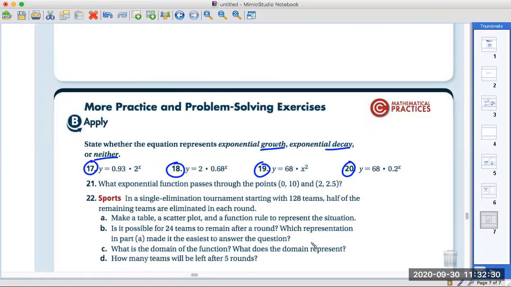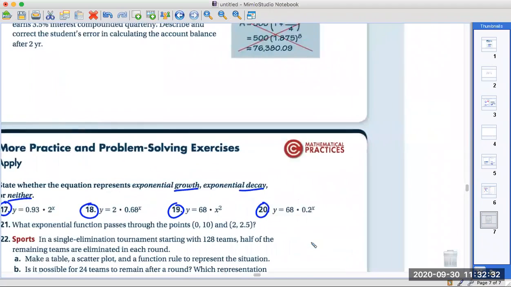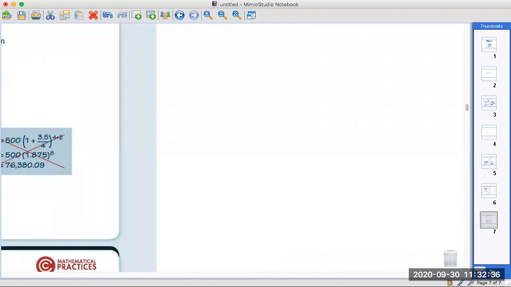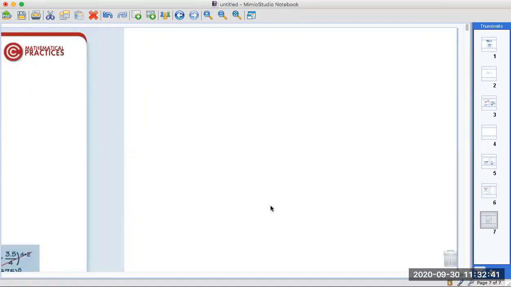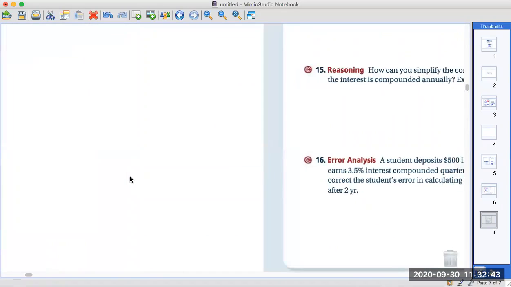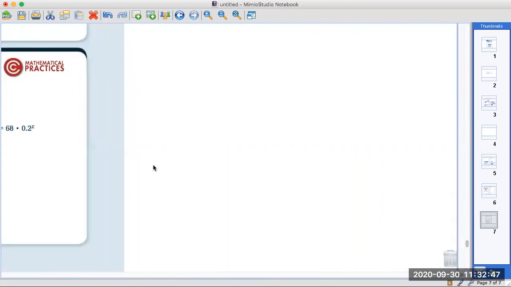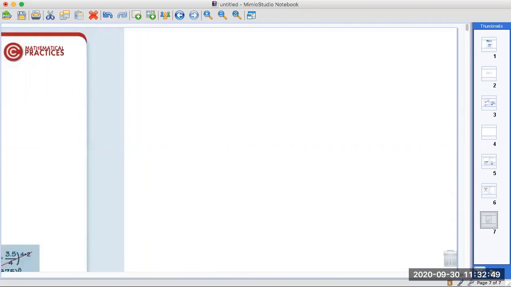I think that's it. No, there's one more, but I don't know if I got it on there. Car value, why isn't it there? I guess not. Huh, because it didn't copy. Well, you're lucky. The last question, I wanted you to do 23 on page 317, but it didn't copy. But you can try it. It's about the car value.